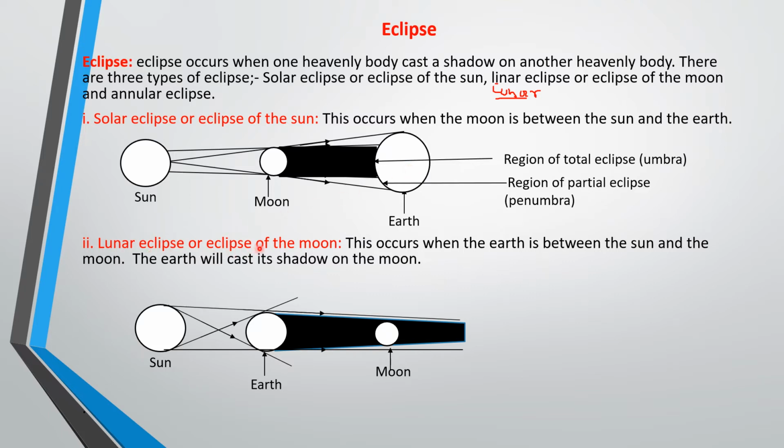The lunar eclipse occurs when the earth is between the sun and the moon. So when the earth casts its shadow on the moon, you have eclipse of the moon. Then when the moon casts its shadow on the earth, you have eclipse of the sun. When the earth is between the sun and the moon, you have eclipse of the moon. So here the earth will cast its shadow on the moon. Okay, so then we now have annular eclipse.